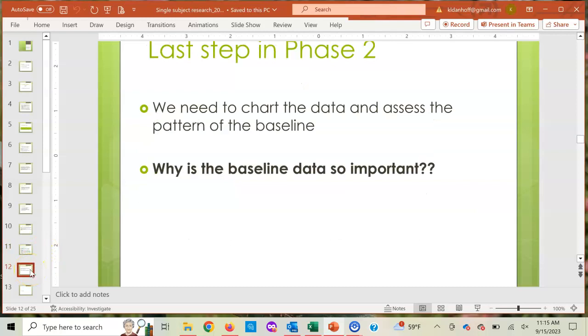The last step of phase 2 is to chart the data and assess the pattern. So once we've done this intervention, we're starting to collect that data, and we've got to be consistent and again operationalize this. If I'm thinking that walking to the grocery store is exercise, the other observer, if there is more than one, is also thinking that walking to the grocery store from your car is exercise.